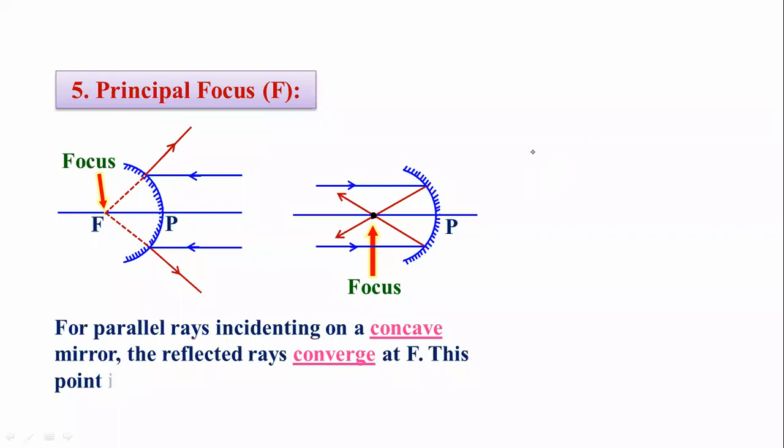Okay, parallel rays incident. So this is what we observed in case of concave as well as convex, right? In concave, what happens to parallel rays incident on a concave mirror? The reflected rays converge at this point, which is called the principal focus. So in both convex and concave, we came to know how exactly it comes. Right? This is one of the important concepts.